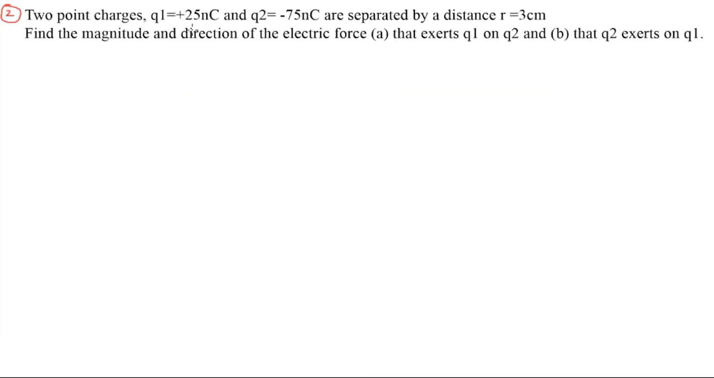Two point charges: Q1 equal to plus 25 nanocoulomb. Don't forget, coulomb is the unit of charge and nano means 10 raised to the power minus 9, and then Q2 is a negative charge, and they are separated by this distance. Find the magnitude and direction of the electric force that Q1 exerts on Q2 and Q2 on Q1. Let's say this is Q1, it is positively charged, with a magnitude of 25 times 10 raised to the power minus 9 coulomb, and then we have another charge which is Q2. It is negatively charged, with a value of 75 times 10 raised to the power minus 9 coulomb.